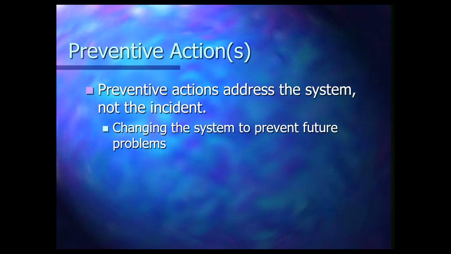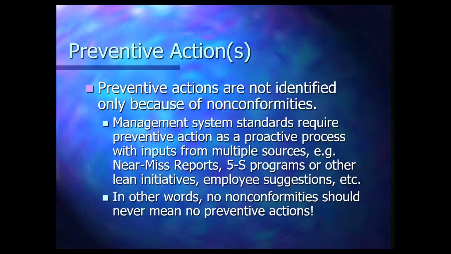Preventive action is an action on the system and not the incident itself. Similar idea, preventing future problems. Now, preventive actions are not going to be identified solely because of nonconformances. A lot of the management system standards, as I mentioned, this doesn't include ISO 9001 anymore, but they mandate it as a proactive process. This is going to include inputs from things like near miss reports, 5S programs, lean initiatives, employee suggestions, and so forth.